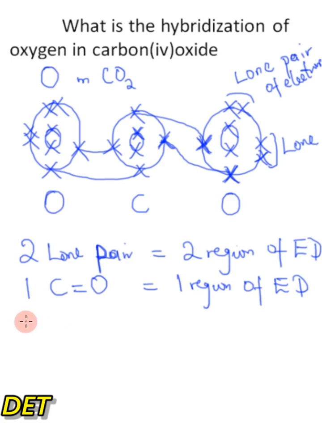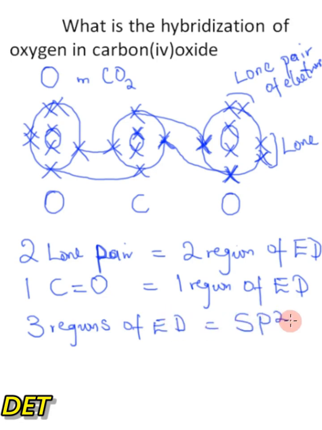So if we add these two regions, we have 2 plus 1, that would be what? 3 regions. So we have a total of 3 regions of electron density, of ED. And that is equivalent to the sp2 hybridization. That means two of the p orbitals are mixed with what? An s orbital. So that is equivalent to 3 regions. So that is what? sp2 hybridization.